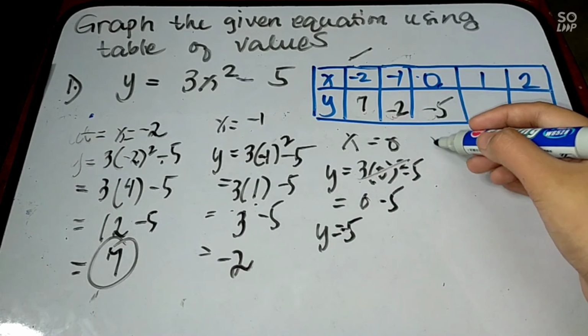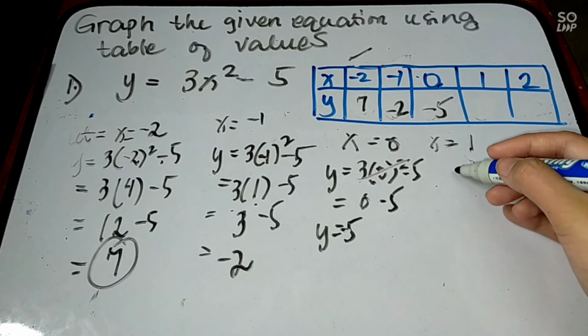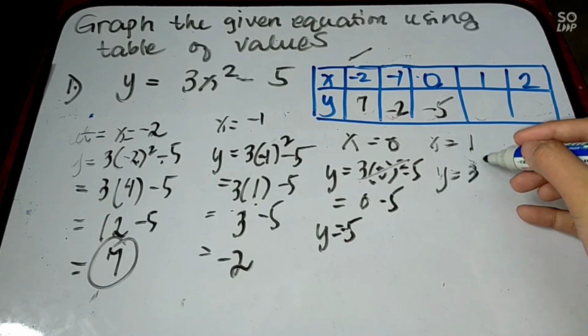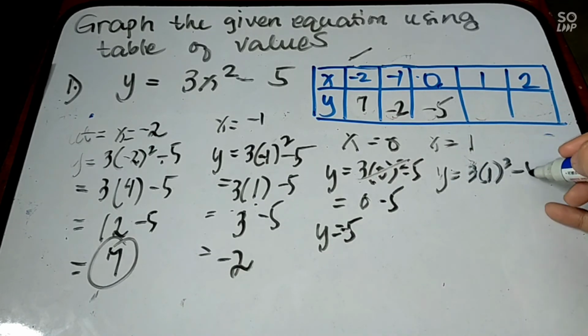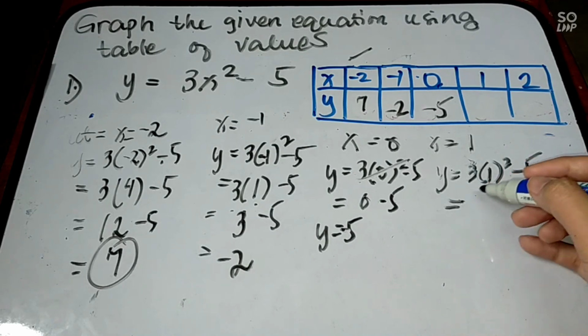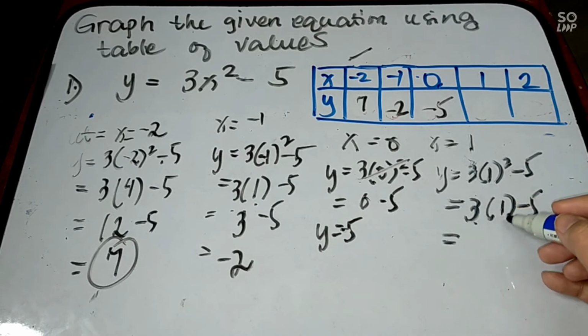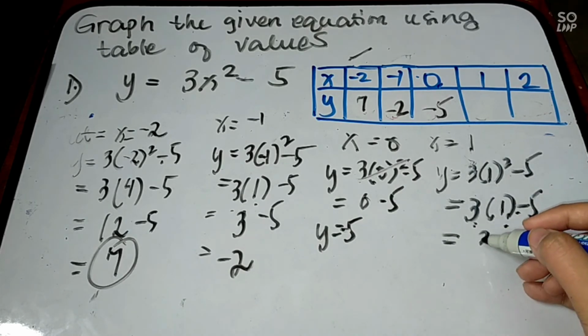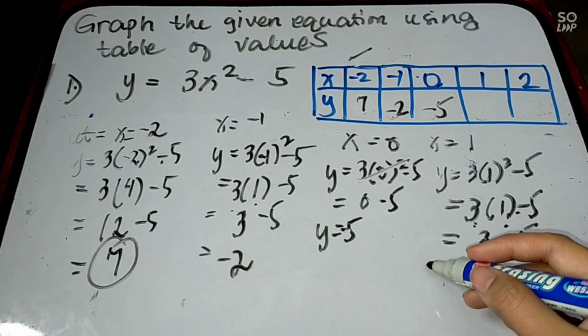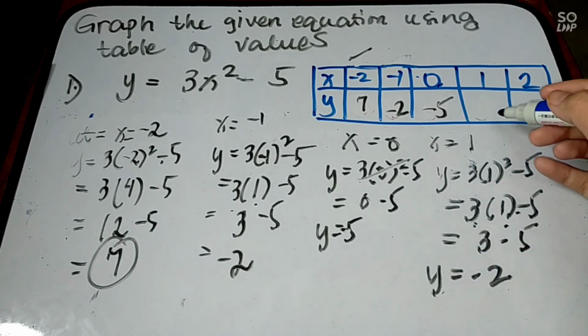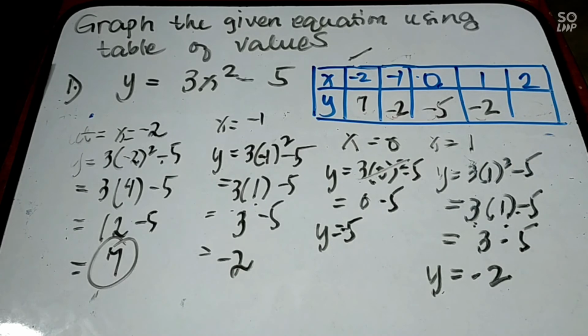Next tayo. X is equals to 1. So, y is equals to 3 times 1 squared minus 5. It is equal to 3 times 1 squared, we have 1 minus 5. Then, 3 times 1, the answer is 3 minus 5. The answer is y is equals to negative 2. Negative 2 ulit yung kay 1.